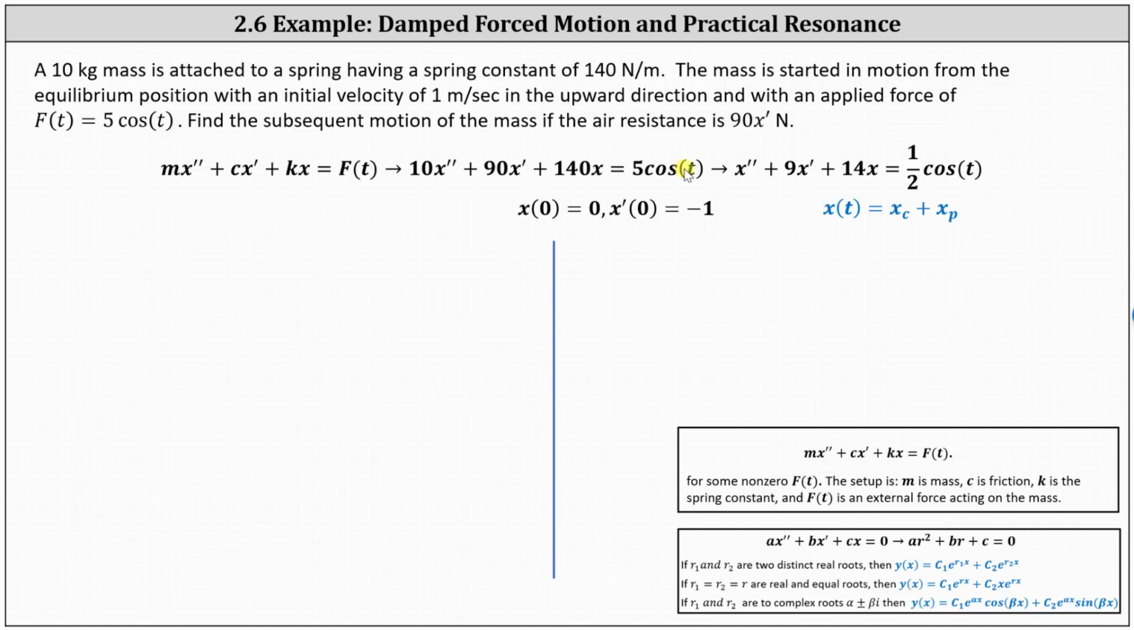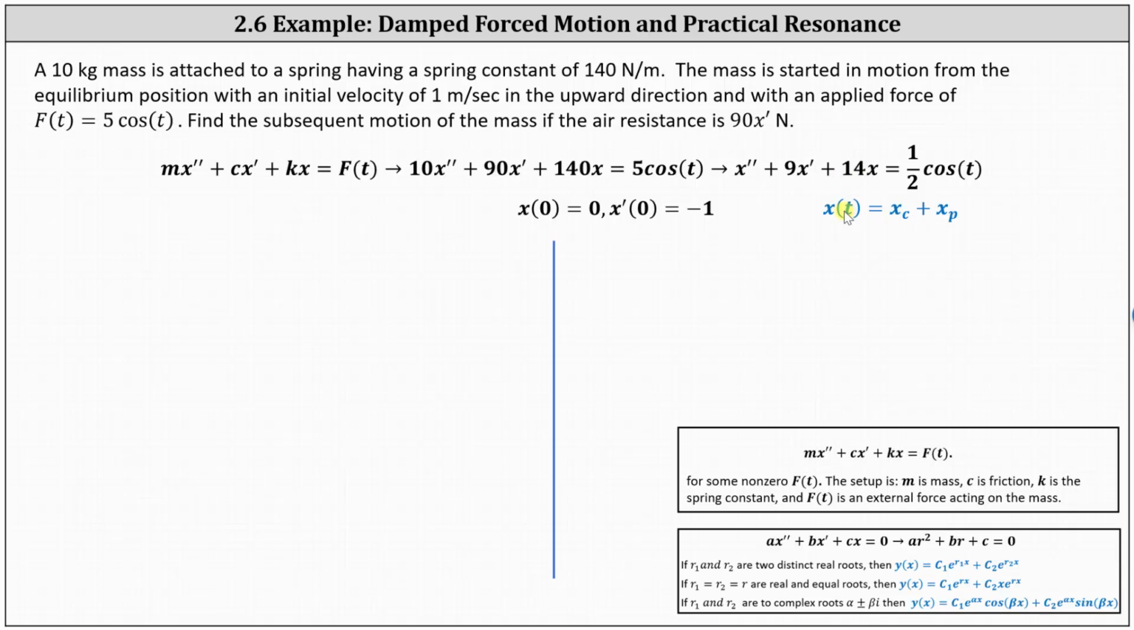We're also told the mass starts in motion from the equilibrium position, giving us x of 0 equals 0, and the initial velocity is 1 meter per second in the upward direction, which indicates x prime of 0 equals negative 1. From here we can divide both sides by 10, giving us the differential equation x double prime plus 9x prime plus 14x equals 1 half cosine t.